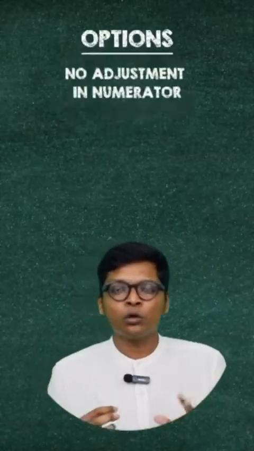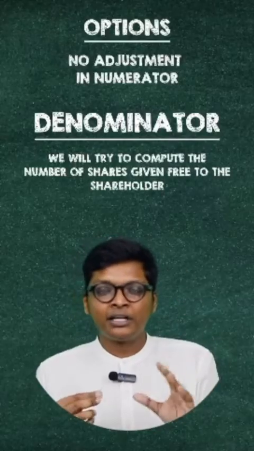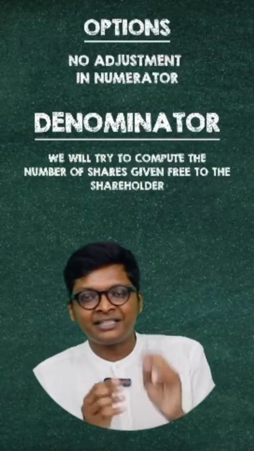In the denominator alone, we will try to compute the number of shares given for free to the shareholder. Whatever he has paid, we will not consider. The free element alone we will add. These are the basic adjustments for diluted EPS. We will have some more adjustments in very rare sums, but these are the basic parts. So this is a brief capsule about AS20. Thank you.